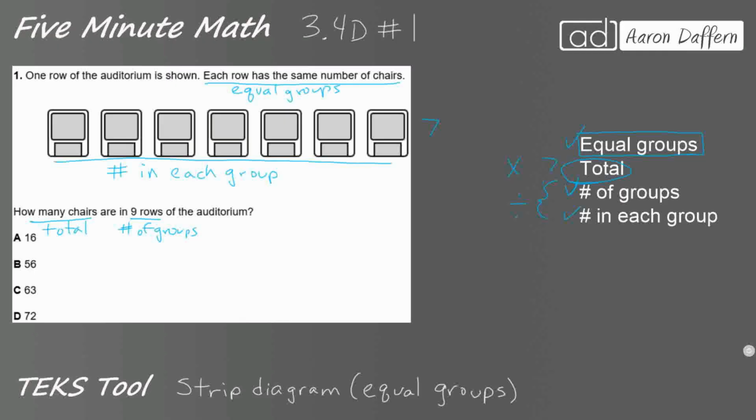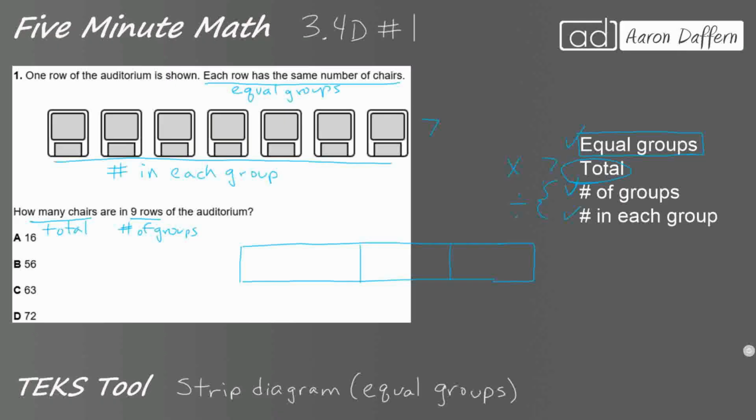We can also draw an array. That works as well. We can draw an area model. There's a lot of different ways to solve this, but we're focusing specifically on the strip diagram. So we see that we've got 7 in each group. There are 9 groups, so each of these rows is going to serve as a group. What I want to do is draw a long rectangle here, and this is going to serve as my strip diagram.